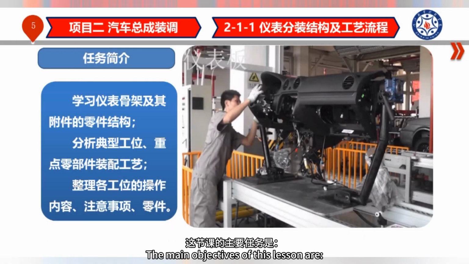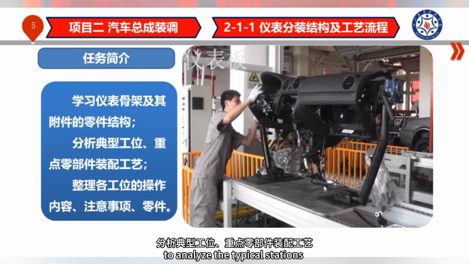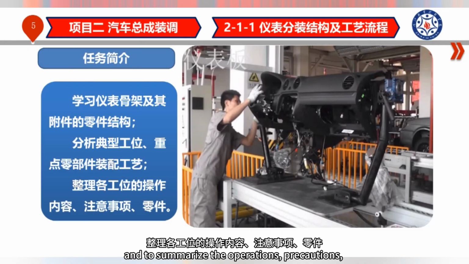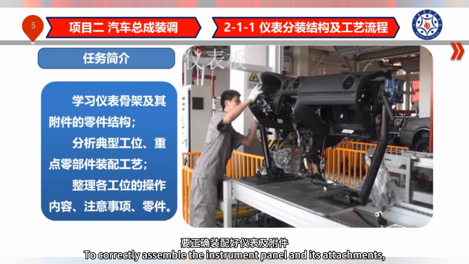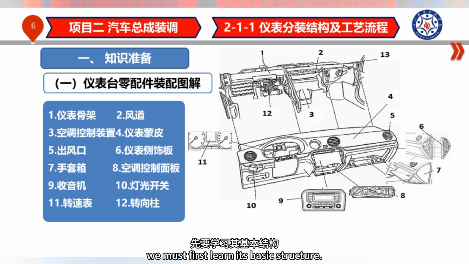The main objectives of this lesson are to learn the component structure of the instrument panel frame and its attachments, to analyze the typical stations and the assembly process of key parts, and to summarize the operations, precautions, and parts for each station. To correctly assemble the instrument panel and its attachments, we must first learn its basic structure.